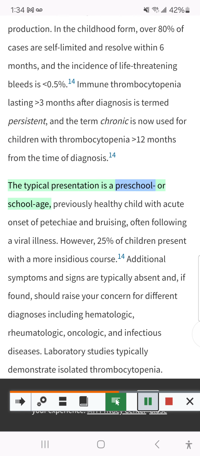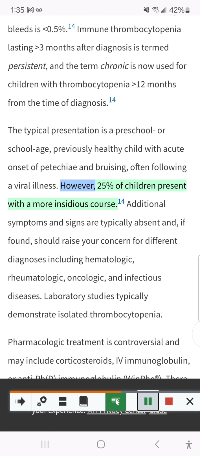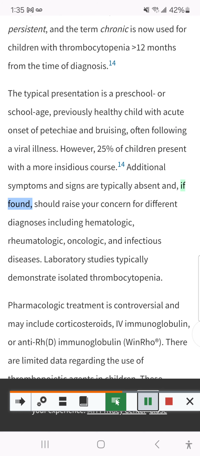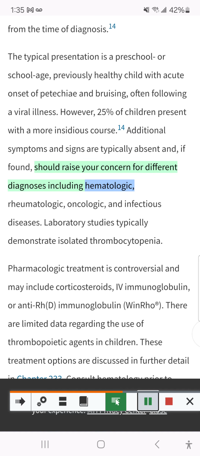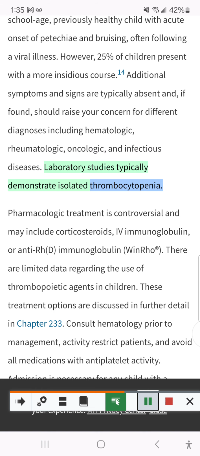The typical presentation is a preschool or school age, previously healthy child with acute onset of petechiae and bruising, often following a viral illness. However, 25% of children present with a more insidious course. Additional symptoms and signs are typically absent and, if found, should raise your concern for different diagnoses including hematologic, rheumatologic, oncologic, and infectious diseases. Laboratory studies typically demonstrate isolated thrombocytopenia.